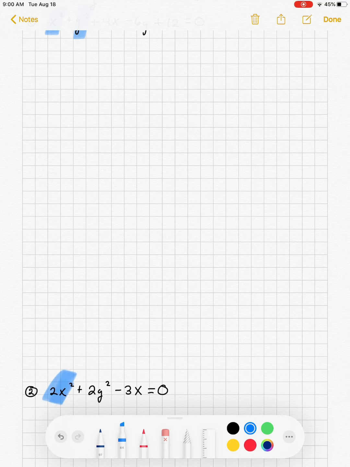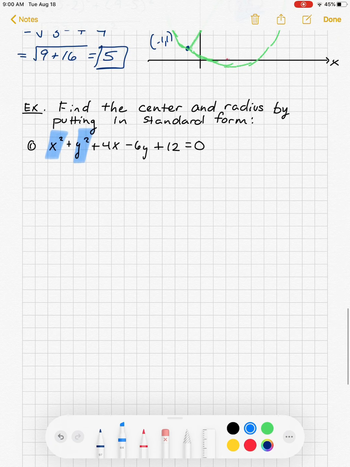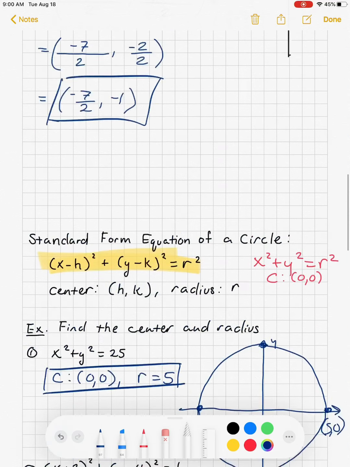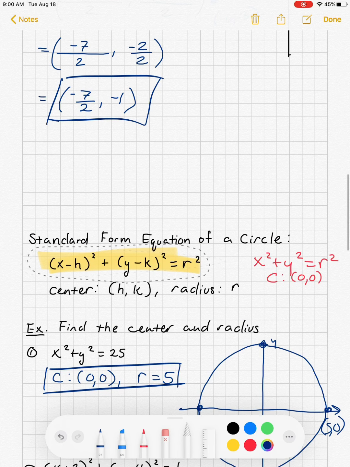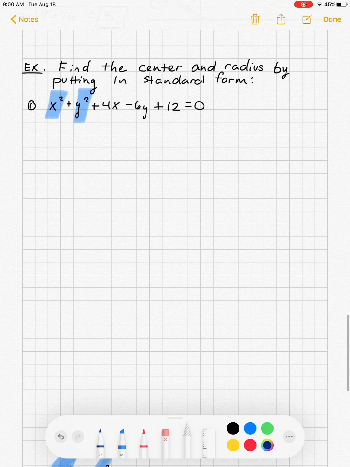See, this one's a circle as well, because I have x squared plus y squared, with the same numbers in front of x squared and y squared. But if I want to put that in standard form, where did I write that? It's this equation. So that's my goal, because that way I can read off the center and radius. Okay, so there's my standard form.